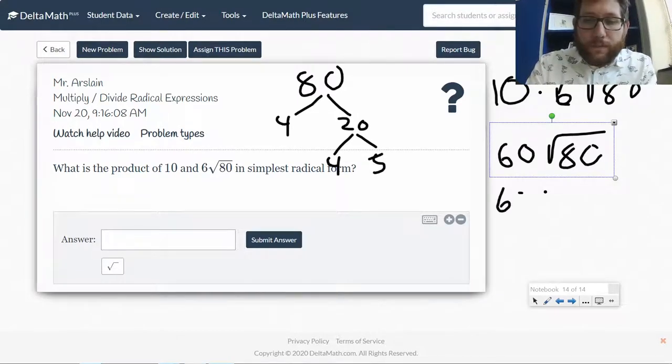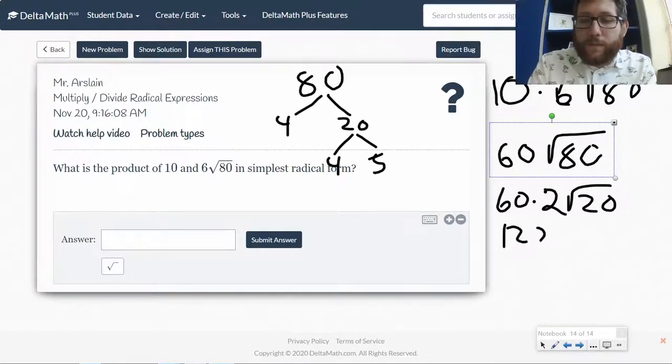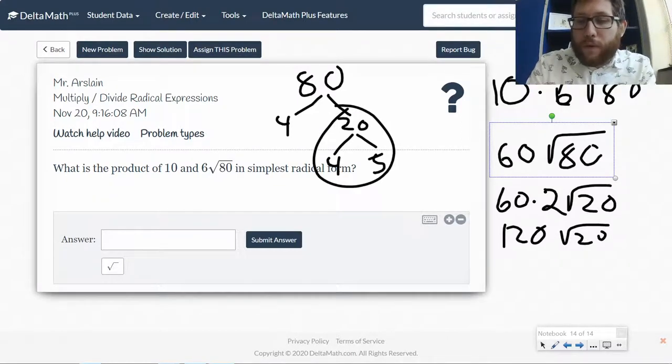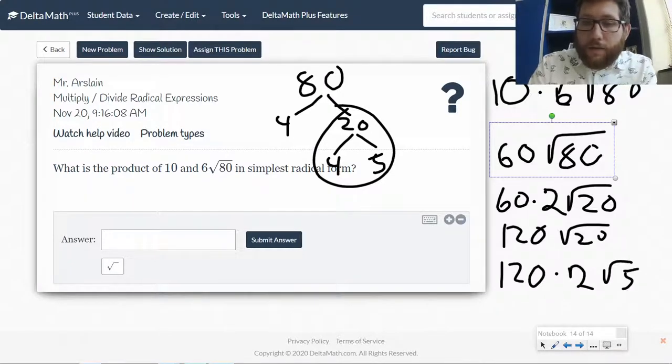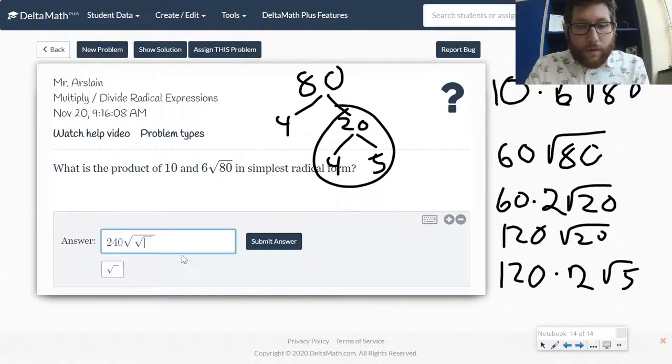So 60 times root 80. Now, a perfect square is 4, so the square root of 4 is 2, so that's what we pull out in front of the radical, and then we would have root 20 here. And so I get 120 times root 20. And once again, we can pull out another perfect square of 4, and I would get, again, 120 times 2 times root 5, or a final answer of 240 root 5.